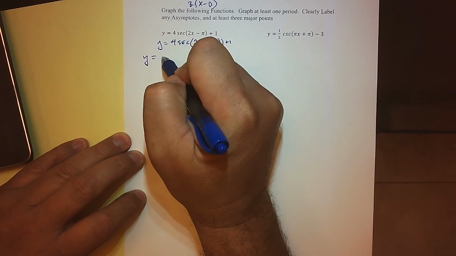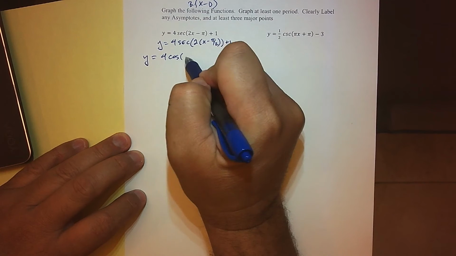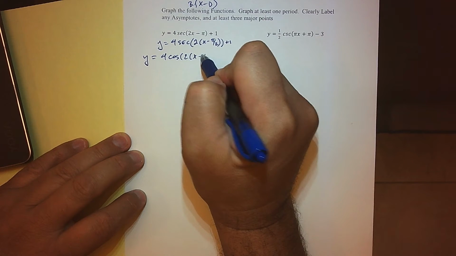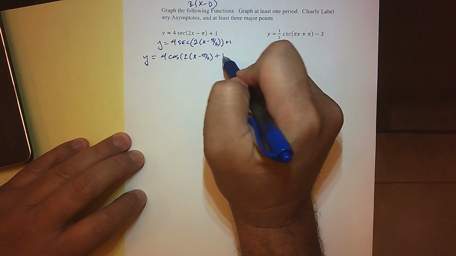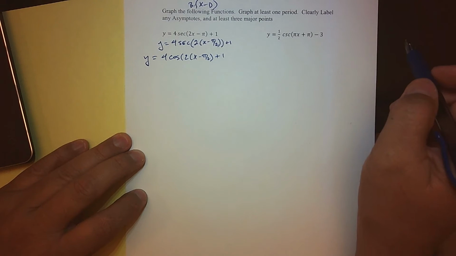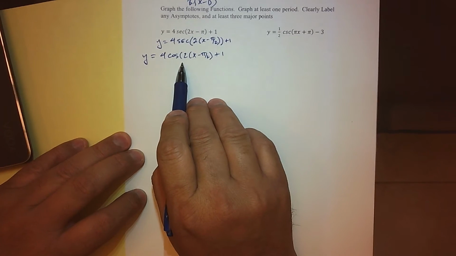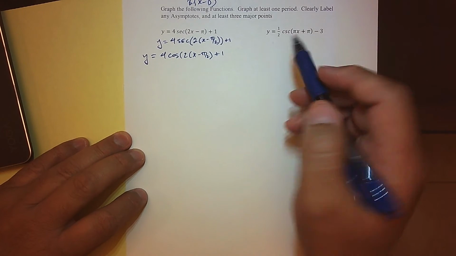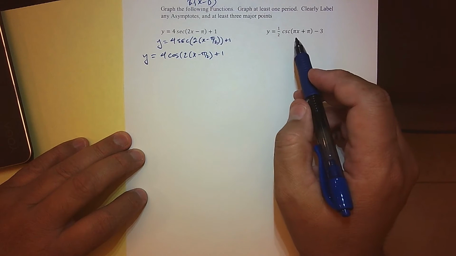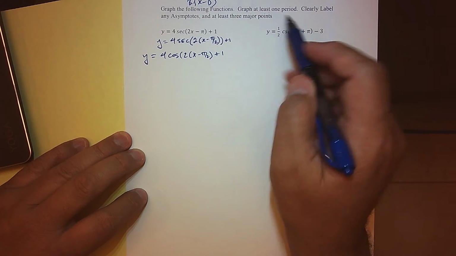So the next thing we're going to consider is we're going to change that secant to its reciprocal, the cosine. We're going to graph the cosine and then use that graph to basically build my secant graph that we're after. All right, so after one period.